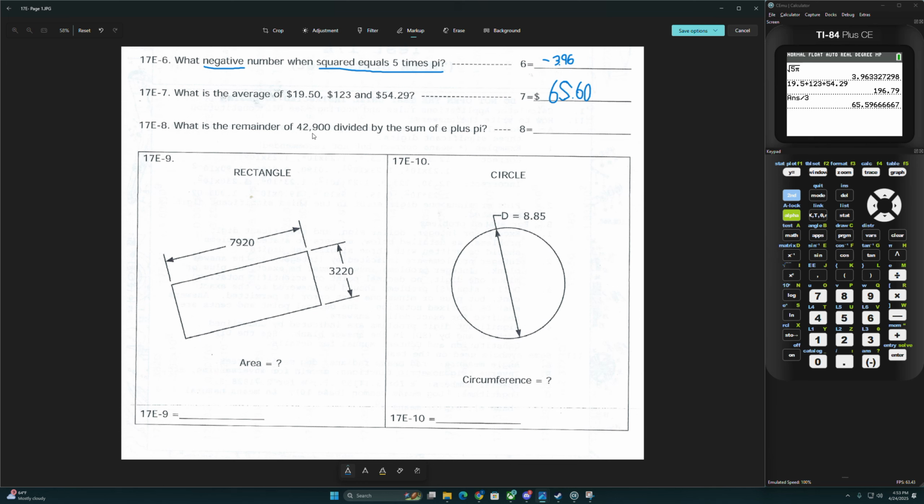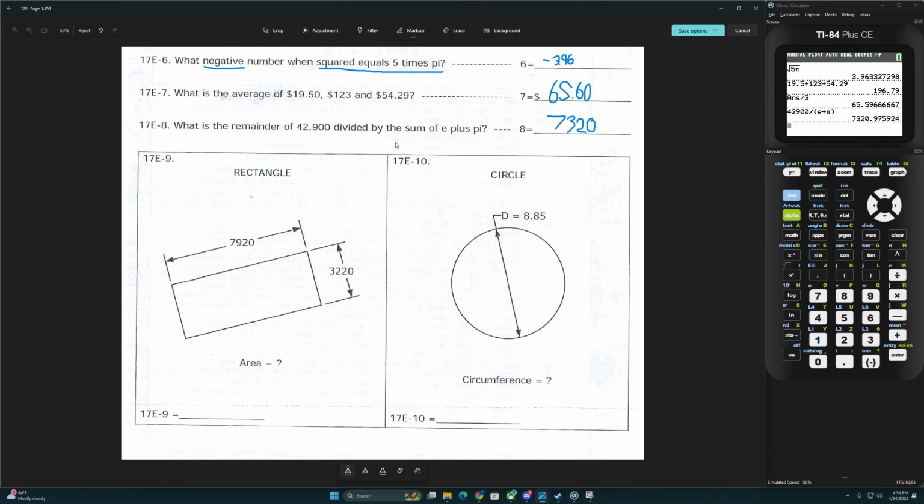All right. What is the remainder of 42,900 divided by the sum of e plus pi? Okay. So 42,900 divided by pi plus e, or e plus pi. It doesn't matter. So that's going to give you 7,320.